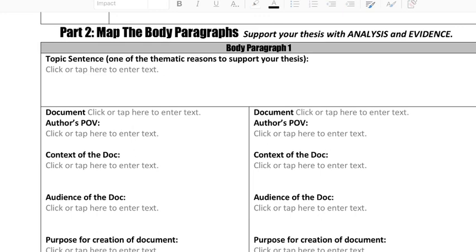And this can be done in any order. That doesn't matter. Here I've laid it out with the author's point of view, context, audience, and the purpose of it. But it can be done in any way that makes sense to you when you're actually writing the DBQ. But again, when you're actually writing the essay, you're not going to be doing a CAP for each one of these documents. You're only going to be doing it for probably one of them and doing it 3 times throughout the DBQ.